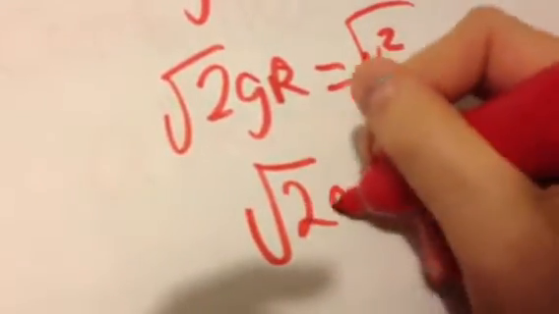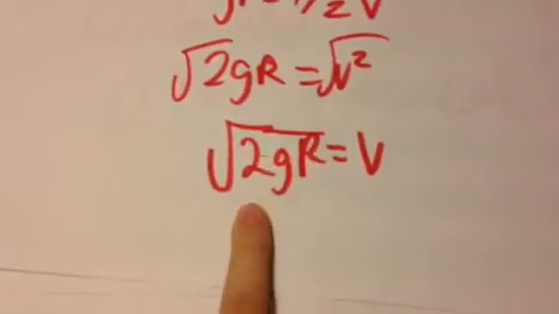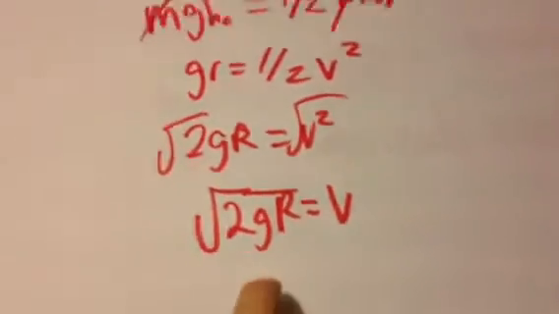We find the square root of both sides, so the square root of 2gr is equal to the velocity. So that square root of 2gr is the speed of block A before it hits block B.